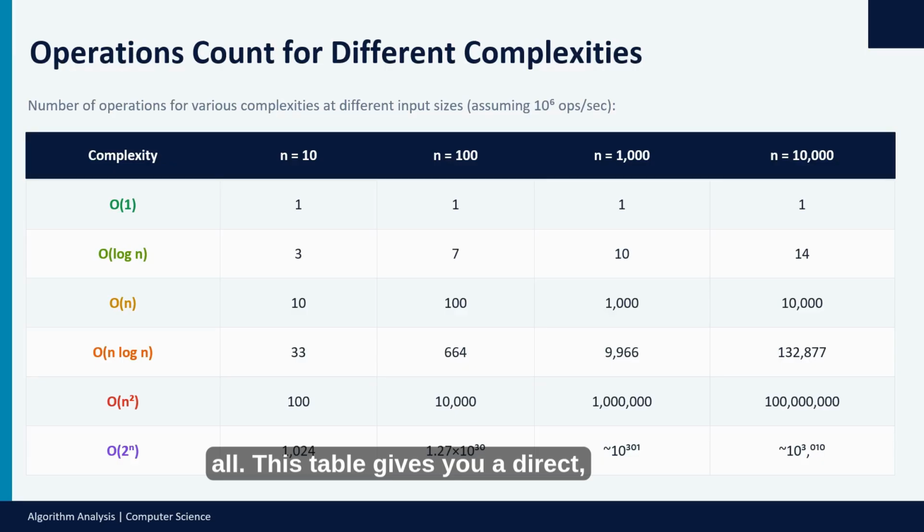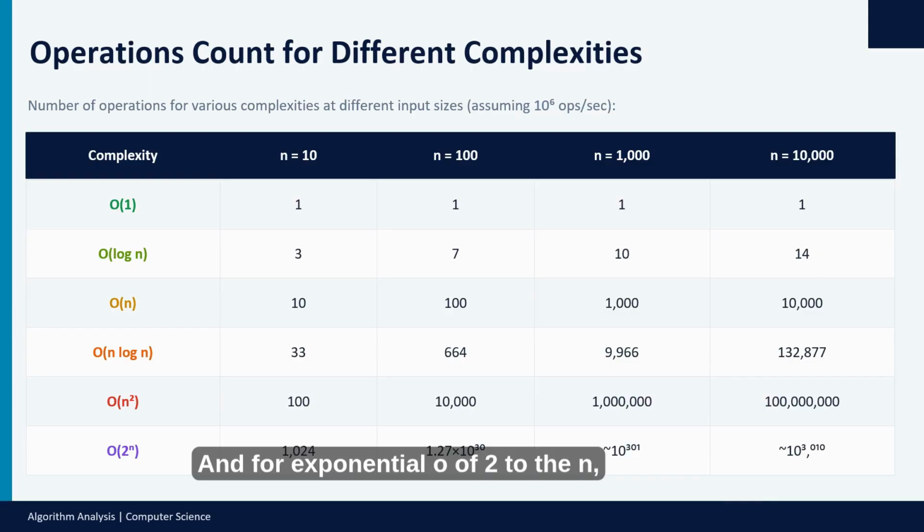This table gives you a direct, numerical sense of how dramatically different complexity classes behave at various input sizes, assuming 1 million operations per second. At n equals 10, all algorithms look fast. The differences are negligible. At n equals 100, O(n squared) is already 10,000 operations, while O(n) is still just 100. At n equals 1000, O(n squared) reaches 1 million, a full second of computation, while O(n) is still just 1 millisecond.